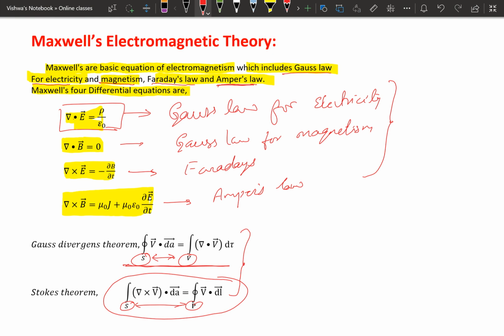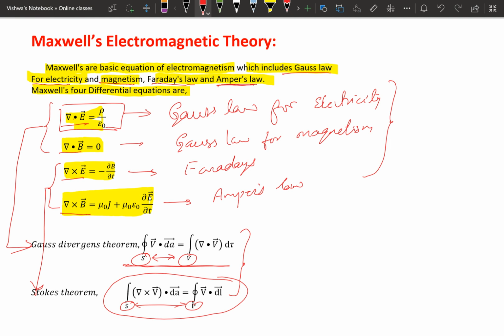Gauss divergence theorem includes the divergence relations. Stokes theorem includes curl relations. Here the first two relations are divergence of electric field and divergence of magnetic field, so we are using Gauss divergence theorem. In the third and fourth relations, there is a curl of a vector, that is curl of electric field and curl of magnetic field. To derive these relations, we are going to use Stokes theorem.